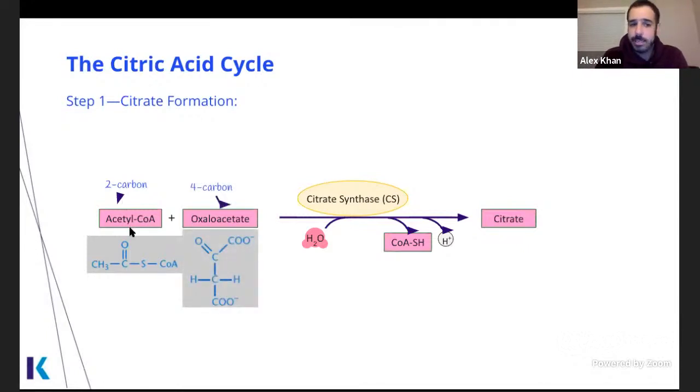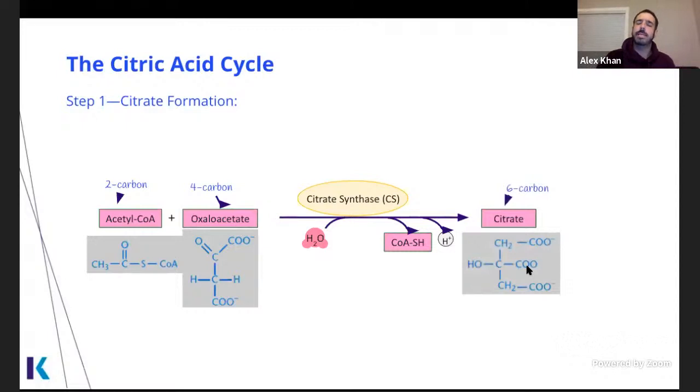So overall, we're taking our acetyl-CoA, 2 carbons, merging it with oxaloacetate, a 4-carbon molecule, and we're creating a nice 6-carbon molecule. That's going to get oxidized as we go through the Krebs cycle. Cool. Regulation is what we care about.